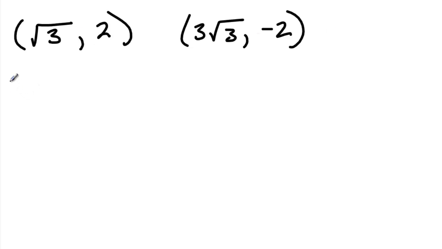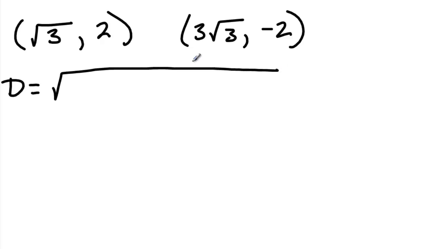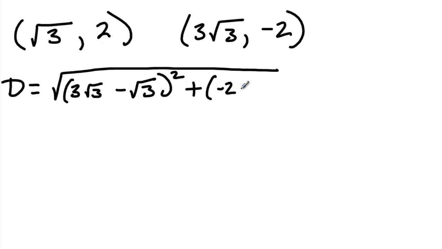Let's put these into the formula. Once again, the big radical. And then we put these guys into the x's. This is my x2, x1. So I'm going to do 3 radical 3 minus radical 3 squared plus, and then this is my y2, so that's negative 2 minus 2 squared.